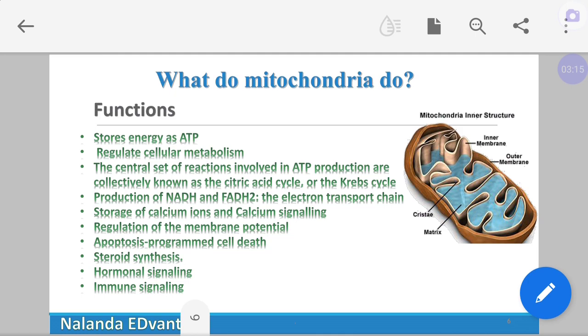Next important function is calcium signaling and storage of calcium ions. Regulation of the membrane potential and apoptosis, or the programmed cell death. Mitochondria is involved in that. Apart from all these, a few steroid synthesis, hormonal signaling and immune signaling is also done.